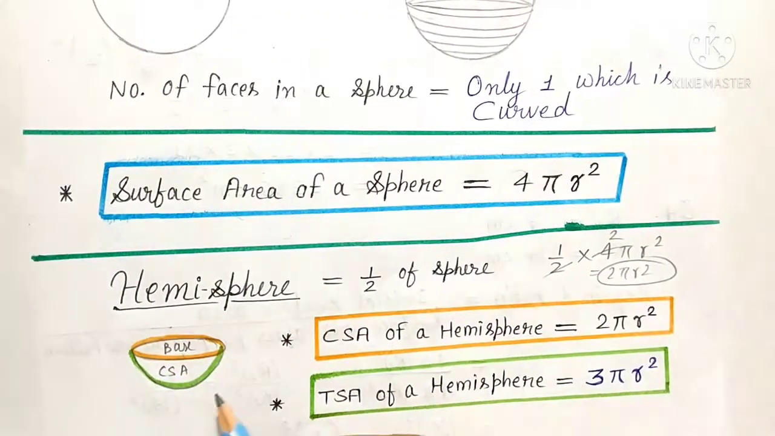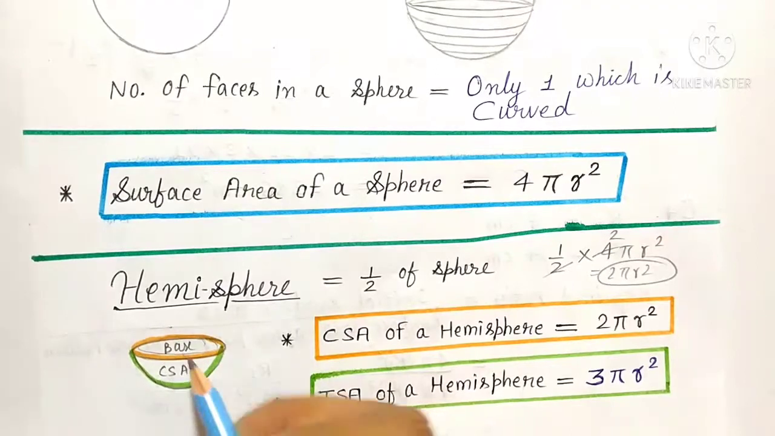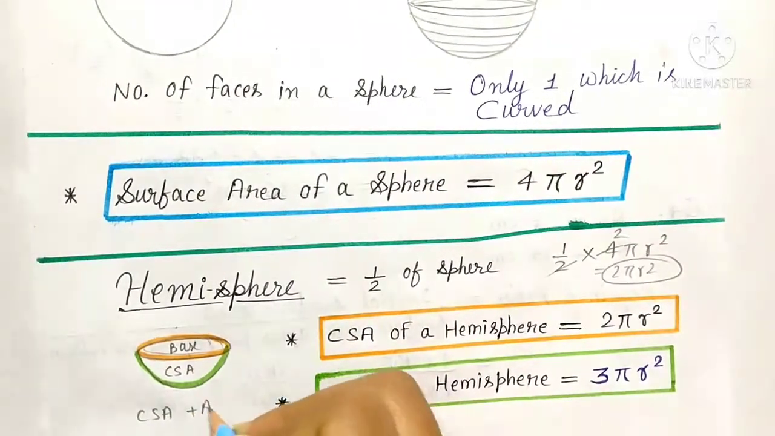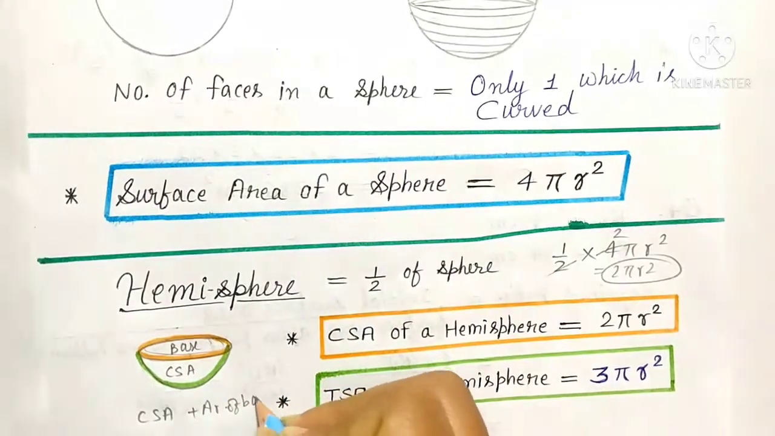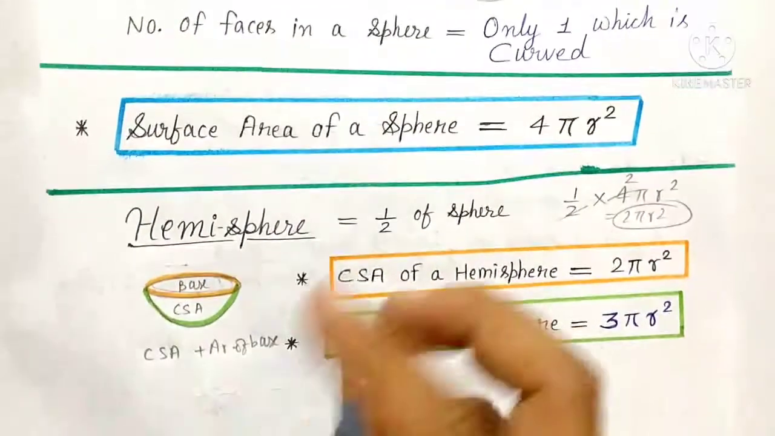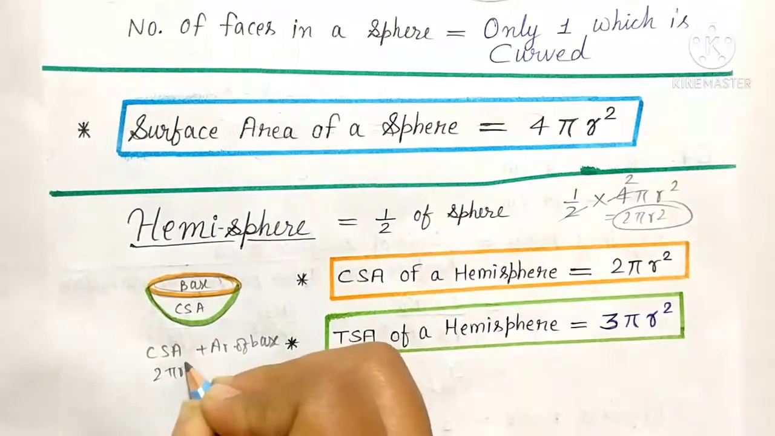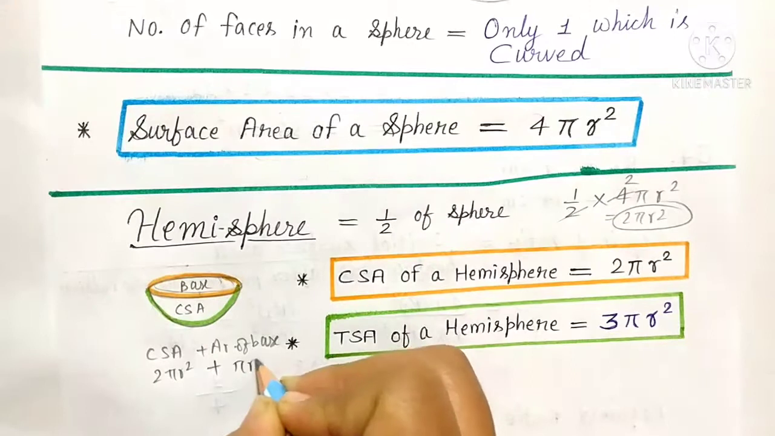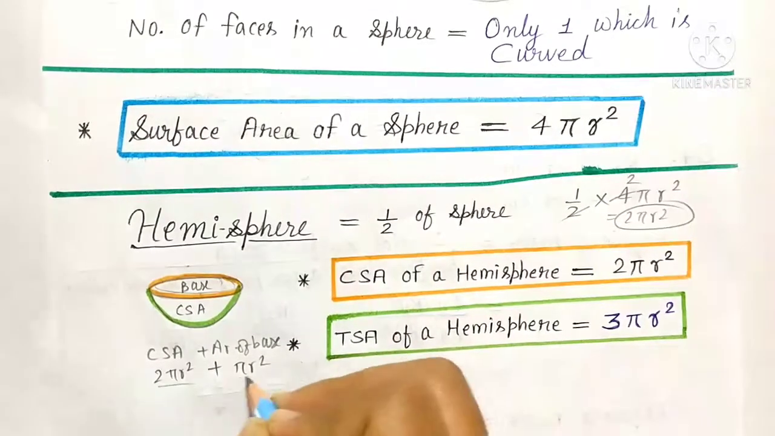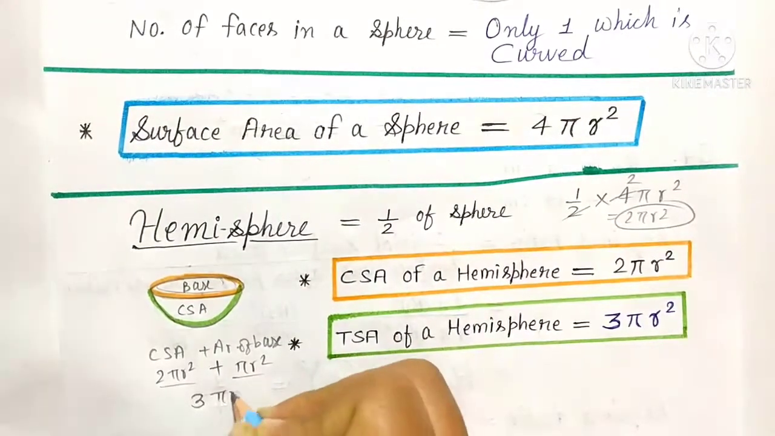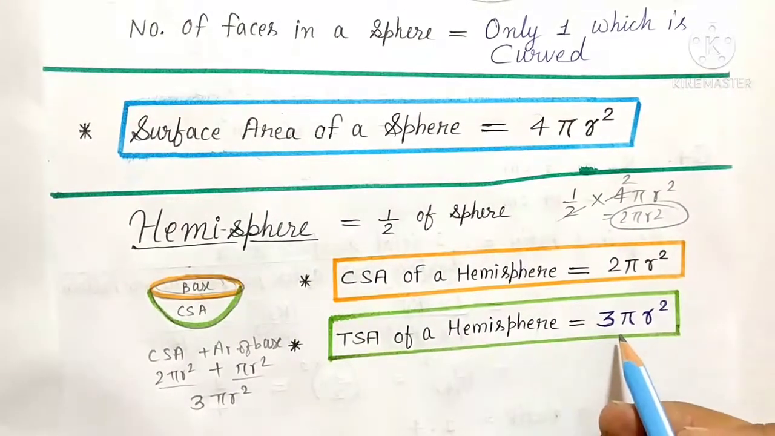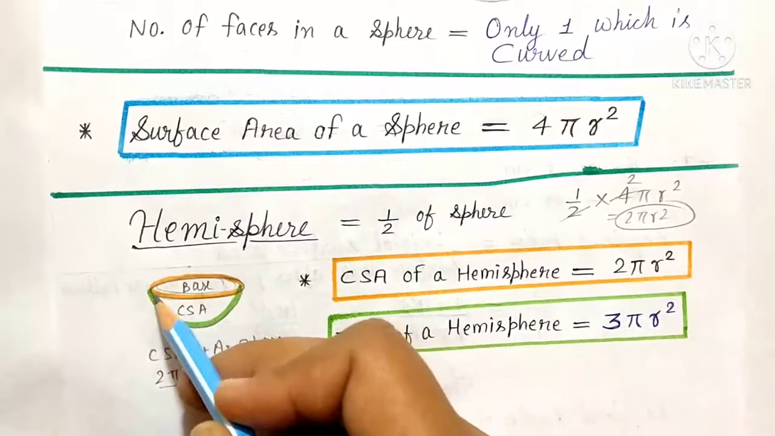Okay, upside. So that's why it is what? 3 pi r square, because CSA is what? 2 pi r square, plus the upside area of a circle, pi r square. So CSA plus area of base circle. Okay, so how much CSA? 2 pi r square, which we have just seen as the CSA of a hemisphere, plus the area of the base, pi r square. So it becomes how much? 2 pi r square plus pi r square, 3 pi r square. This is what I have written. The total surface area of a hemisphere is how much? 3 pi r square, because there are two faces.